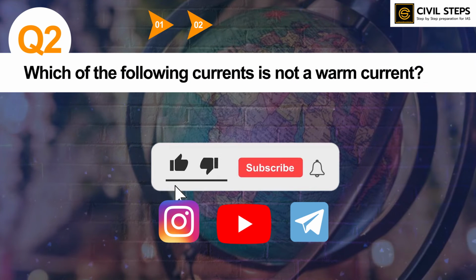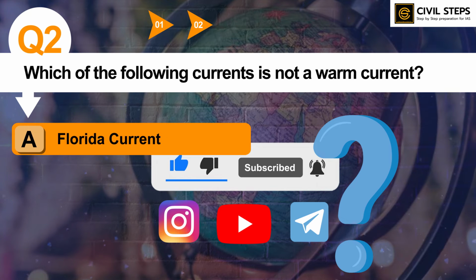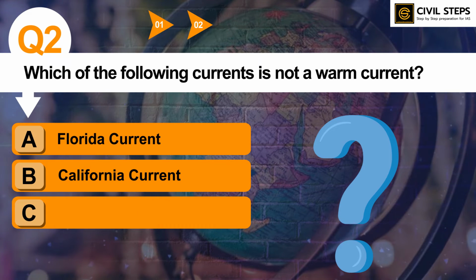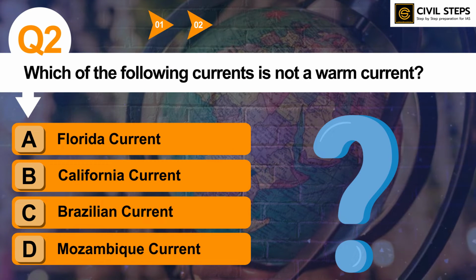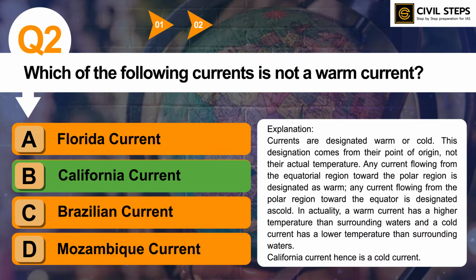Which of the following current is not a warm current? Option A, Florida current; option B, California current; option C, Brazilian current; option D, Mozambique current. So you can write your answer in the comment section. So the answer of this question is option B, California current.